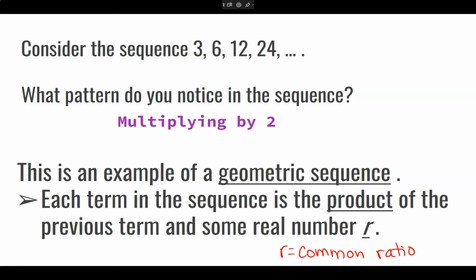So our d was a common difference. R is common ratio. So ratio is when we are multiplying. We're going to complete some tables like we did before to explore the different kinds of formulas. Arithmetic had recursive and explicit. Geometric will also. Let's see if they're closely related, if they're totally different. That's what we're about to explore and find out.